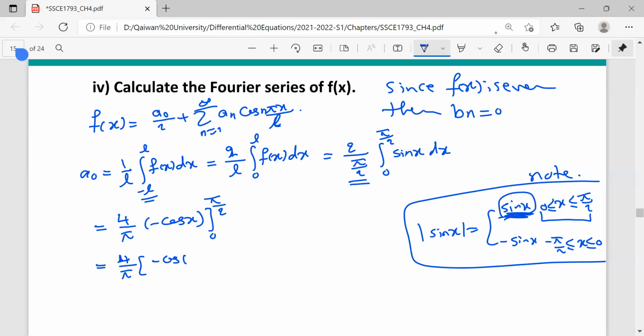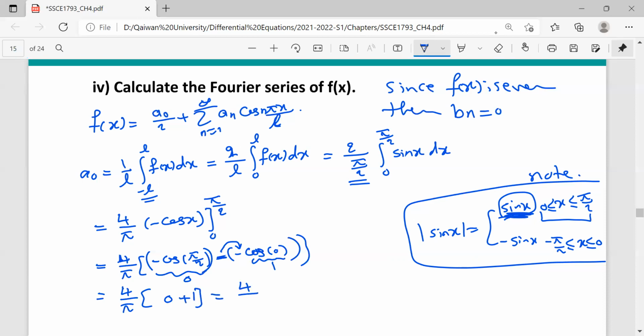First, we replace by pi over 2, we get 4 over pi times minus cosine pi over 2 minus, minus cosine 0. This negative sign is for the rule. Okay? This equals 4 over pi. This part is 0 because cosine pi over 2 is 0. Then cosine 0 is 1. And you have minus times minus is positive. This equals 4 over pi.